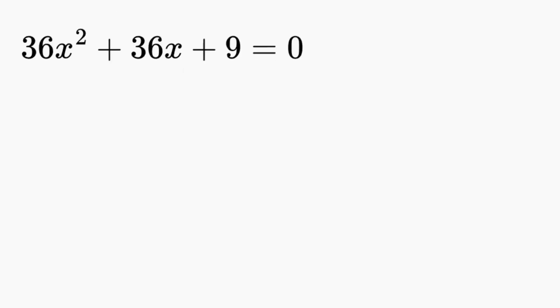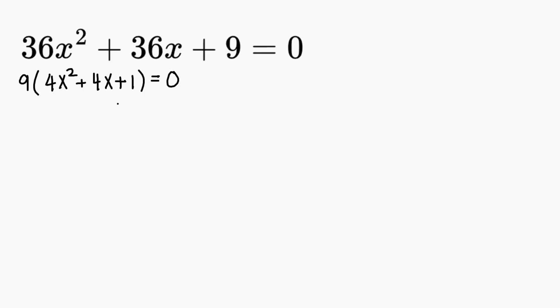Here we have 36x squared plus 36x plus 9 equals 0. Looking at this, the first thing I'm going to do is factor out a 9, because the smaller the numbers are, the easier they are to work with. In this case, let's take out a 9. This gives us 4x squared plus 4x plus 1 equals 0.